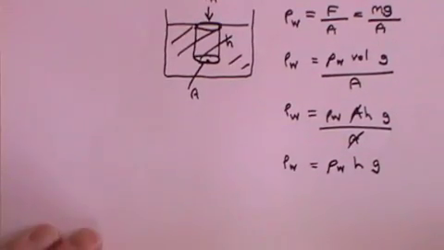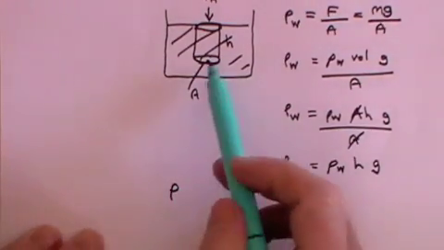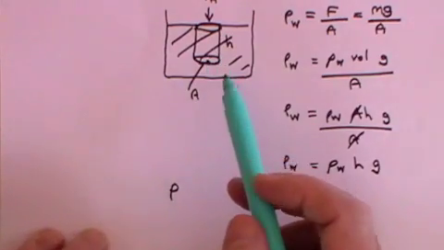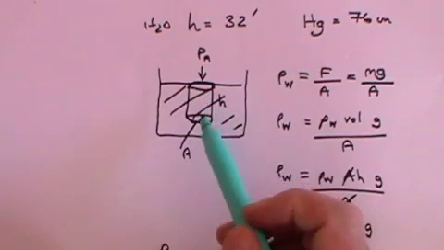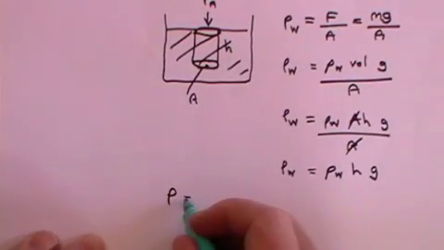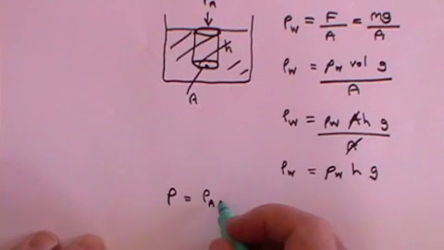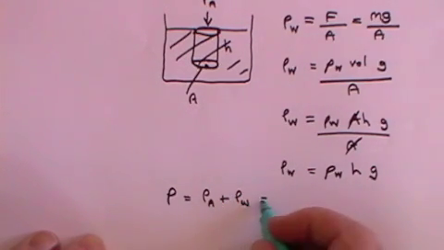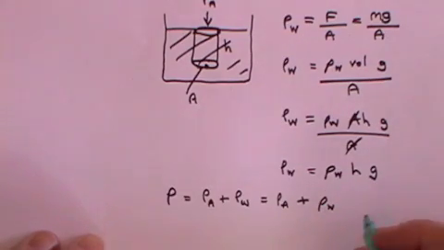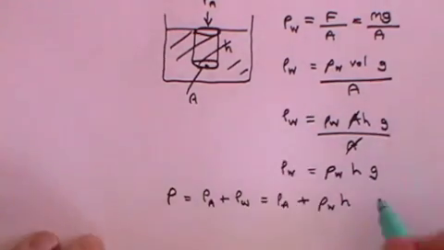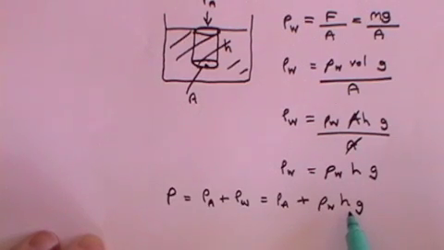And therefore the total pressure at this point underwater is going to be the combination of the atmospheric pressure plus the pressure of the water. So it's going to be the pressure of the atmosphere plus the pressure of the water, which means it's the pressure of the atmosphere plus the density of the water times the depth times G. And thus you can see that the pressure is going to vary according to the depth that you are underwater.